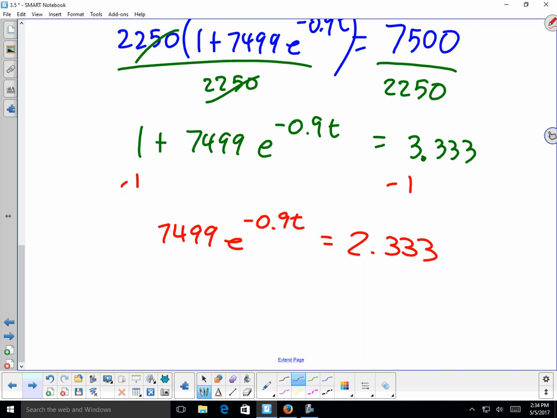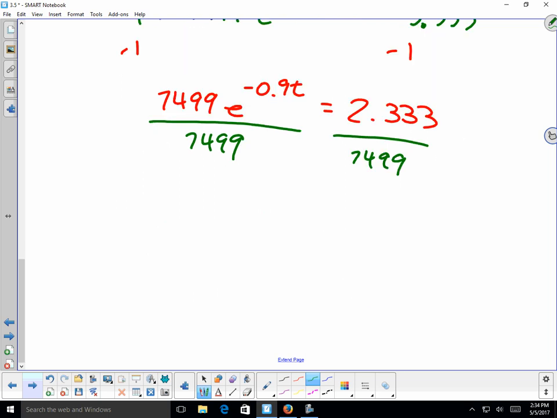Then what are we going to do next here, Dan Martin? Put it in log form. One step first. I'll divide by 7,499. Dividing both sides by 7,499, we end up getting e to the negative 0.9t equaling, can you give me a decimal for this? How many zeros? 3 zeros, and then what? 311. 0.00311.